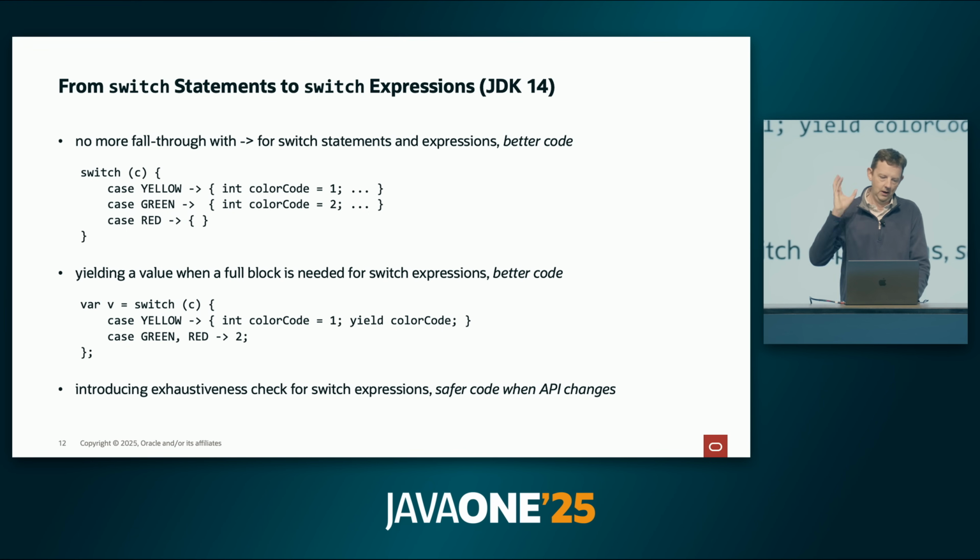And so in 14, we introduced this arrow syntax as an alternative way to write a switch. It's the same idea. Take an input, compare it against multiple cases, and decide which one it applies to. But rather than just executing a block of code through the end of the switch, each case gets its own block to execute.